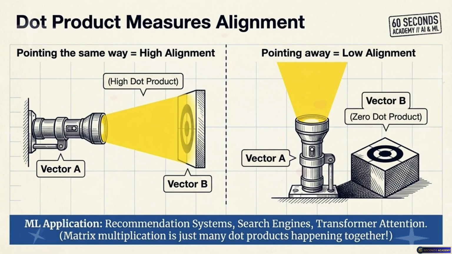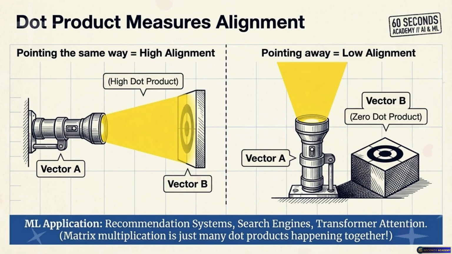To understand how matrices mix features, you have to deeply understand the dot product, because matrix multiplication is fundamentally just a massive collection of dot products happening simultaneously. Let's bring back the flashlight analogy to really ground this. Imagine you are standing in a dark room holding a flashlight. The specific direction your flashlight is pointing is vector A. Now imagine there is an object somewhere in the room. The direction from you to that object is vector B.